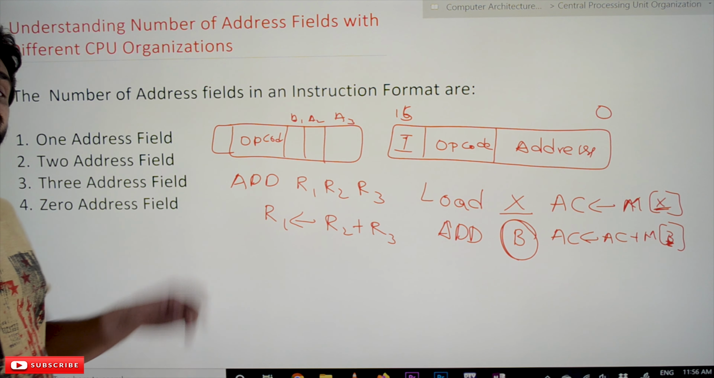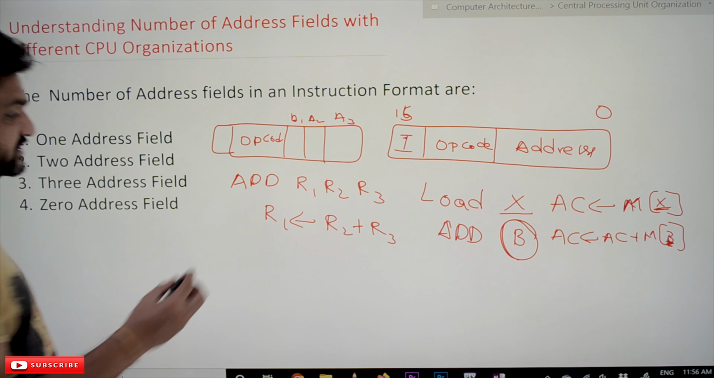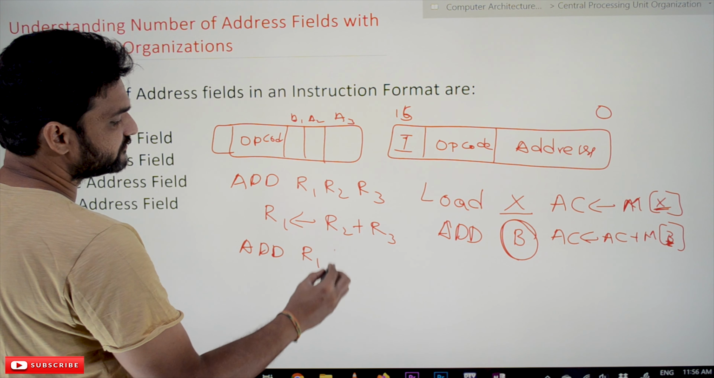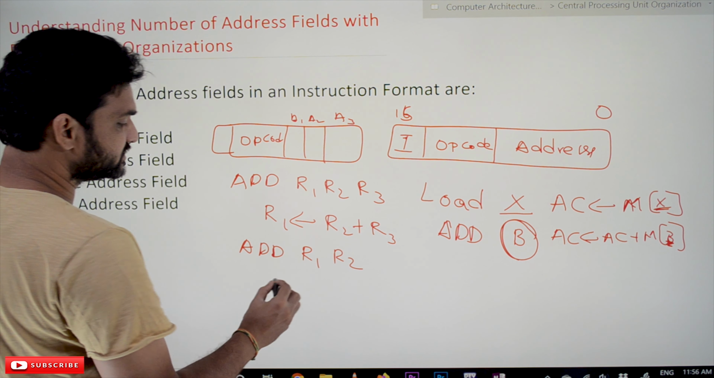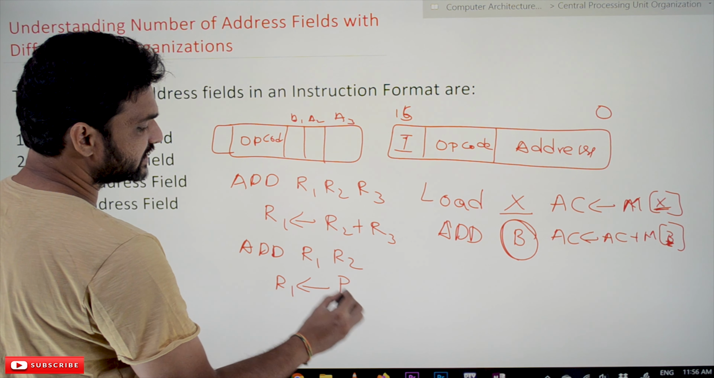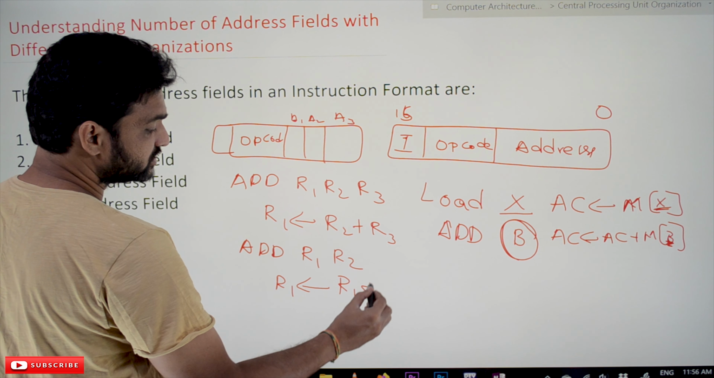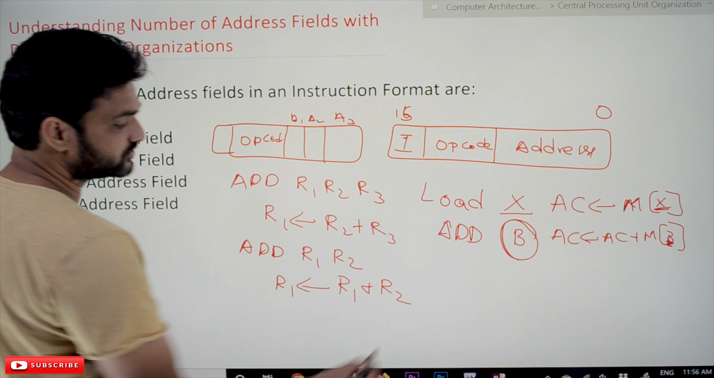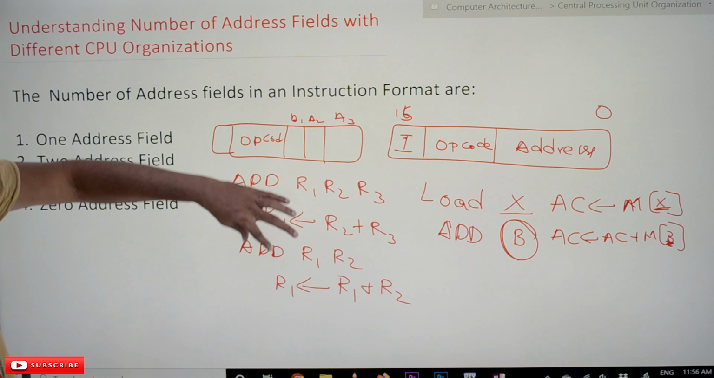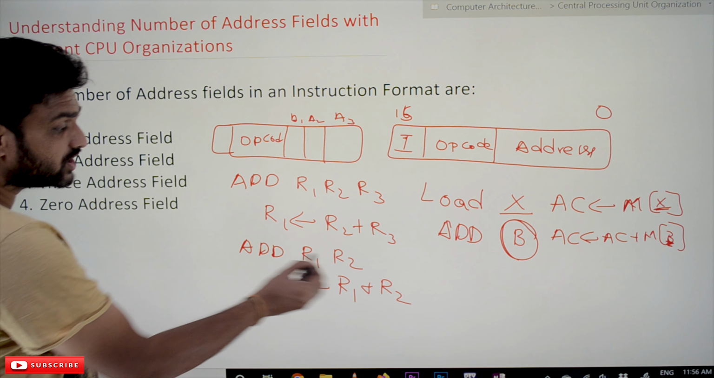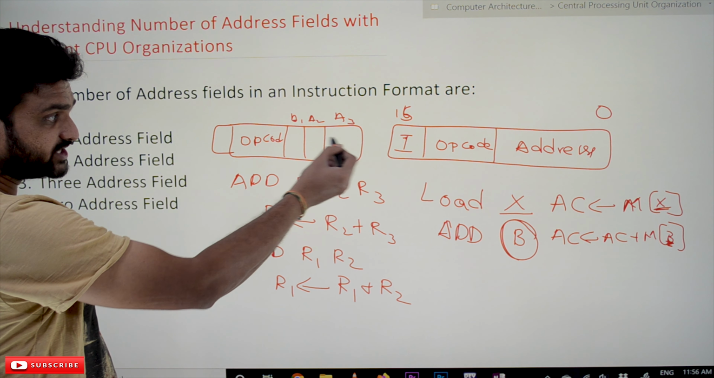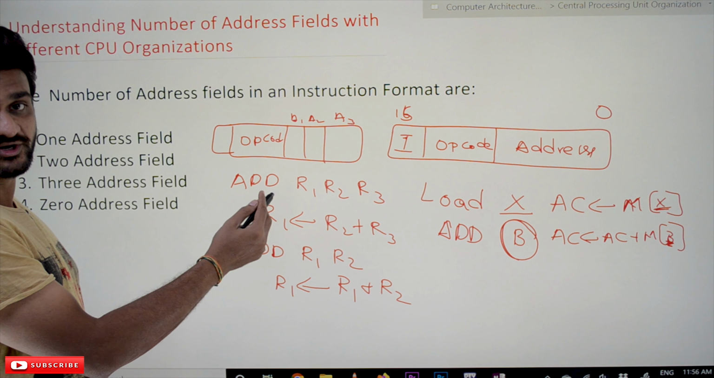Some instructions may use only 2 address fields. For example, if we take add R1, R2, it means the R1 register has to store the sum of R1 plus R2. The value in R1 is added with R2 and the result is stored in R1. So this is a two address micro instruction. We may have 3 address locations, but out of these only 2 addresses are used.